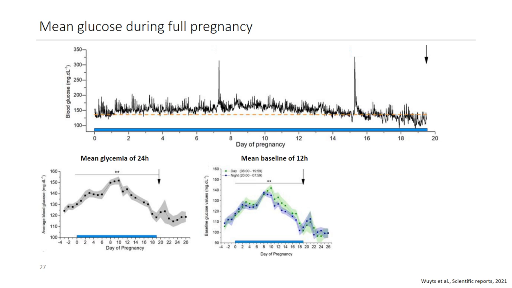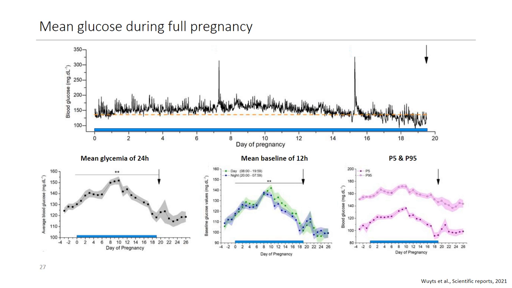If we measure the baseline of our blood glucose values, you actually observe a similar trend as in the mean glycemia. But we can also take the 5th and the 95th percentile, where the 5th percentile gives a view of the lower blood glucose values, and the 95th percentile gives an overview of the higher blood glucose values.